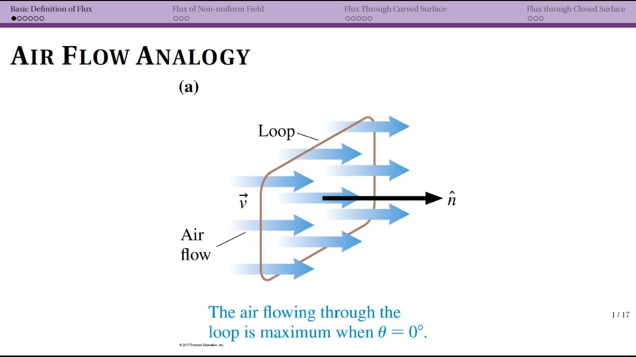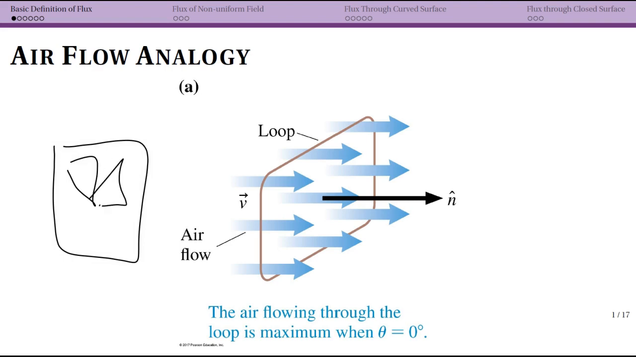So airflow. Imagine that I have a room, and in my room there's some sort of fan. That's probably what a fan looks like. The fan is spinning, and that's pushing the air this way. And so we have a little loop, say, made out of wire, and we're asking how the air is flowing through that wire. If the wire is oriented as it's shown here, perpendicularly, all of the air is passing through.